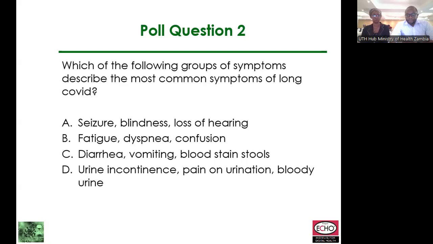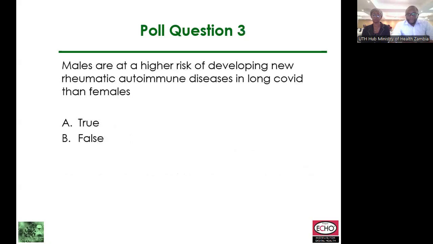Our third poll is a true or false question, and we will give it 10 seconds. The question reads, males are at a higher risk of developing new rheumatic autoimmune diseases in long COVID than females. I'll repeat, males are at a higher risk of developing new rheumatic diseases in long COVID than females. Pick, is it true or is it false? We have 3 more seconds to ending the poll. We encourage the community to pick their best answer.